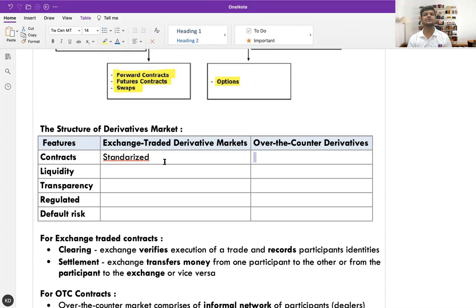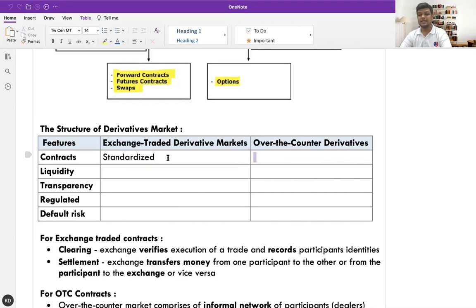For example, the exchange will tell us that for every dollar, the contract is of 1 million and the maturities can be 1 month, 2 month, 3 month. That's it. So if I want to trade, I have to trade in the multiples of 1 million. I can't have 1.25 million. Clear? Are you getting my point? So that's the situation in exchange. I can't have a contract of 2.5 months. I'll have to have either 2 or 3.